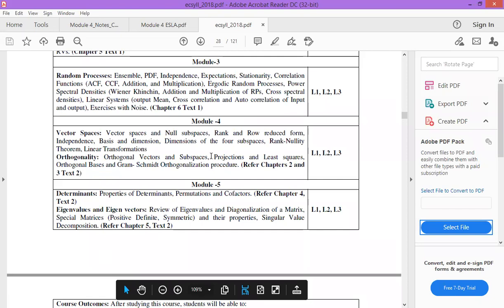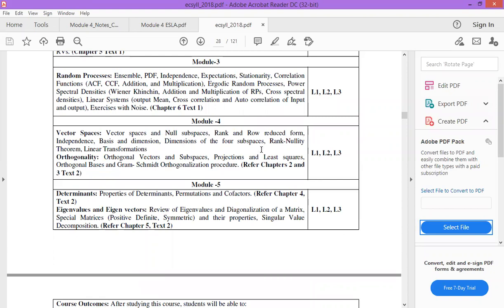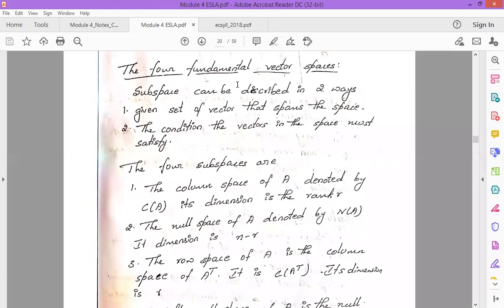So here we are in module 4. We are left with some of the topics. We need to discuss the dimensions of the four subspaces, the linear transformation, and then orthogonality. So three topics are left. Today we'll discuss the dimensions of the four subspaces and linear transformation, and we're going to solve some problems on this. First, let us start with the dimensions of the four subspaces.